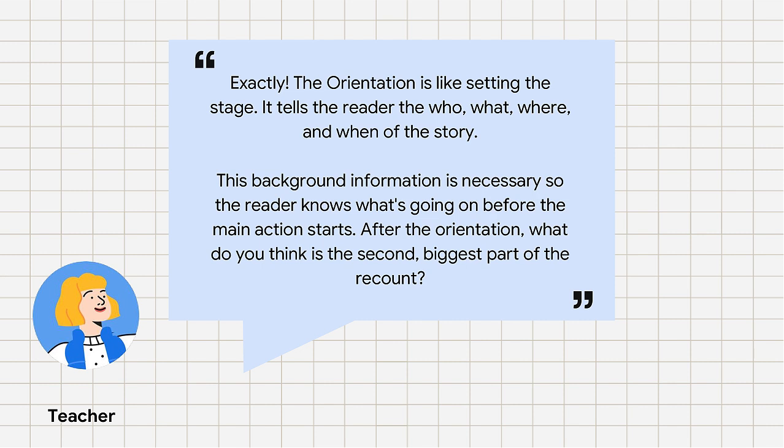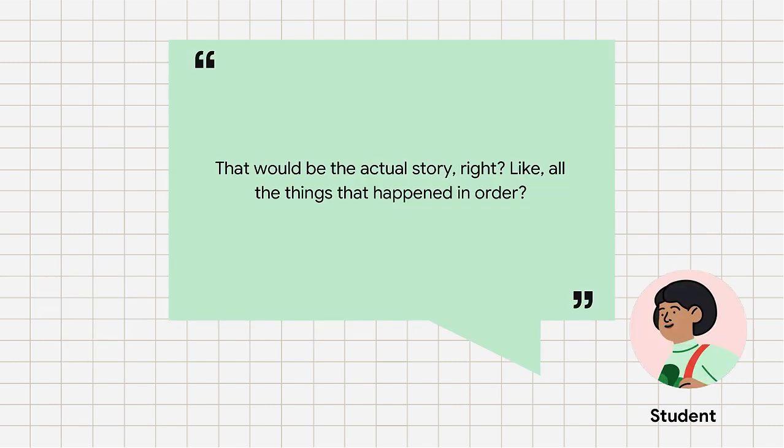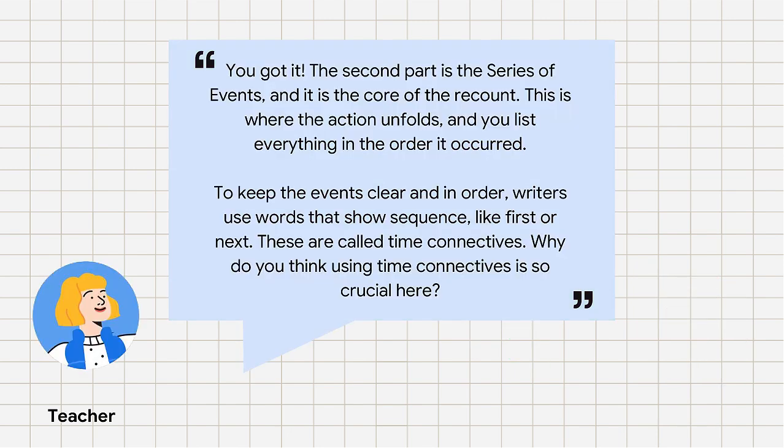After the orientation, what do you think is the second biggest part of the recount? That would be the actual story, right? Like all the things that happened in order? You got it. The second part is the series of events, and it is the core of the recount. This is where the action unfolds, and you list everything in the order it occurred.